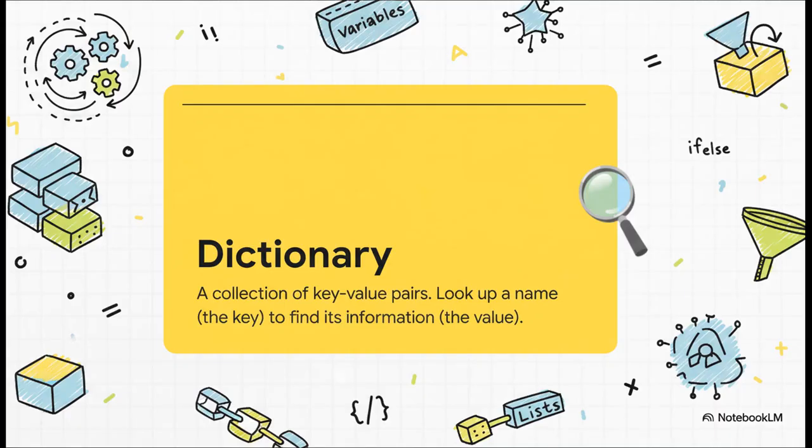But what if the order doesn't really matter? What if what you really care about is having a specific label for each piece of info? Well, for that, we have something called a dictionary. Forget the shelf of boxes. This is more like an address book. You don't care if Bob is the first or the last entry. You just want to look up Bob and find his phone number.